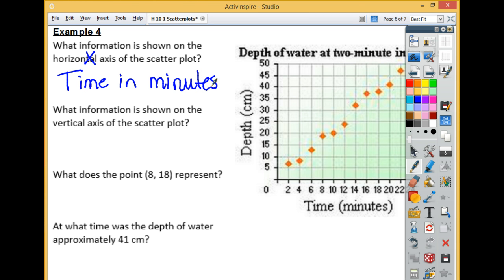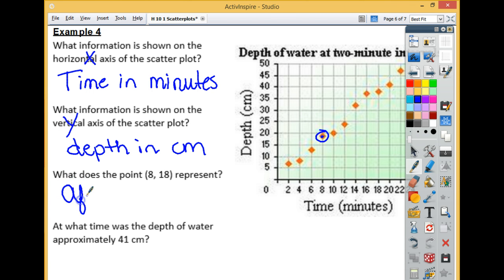What information is shown on the vertical, the Y-axis? Depth in centimeters. Okay, now what does the point 8 and 18 represent? 8 and 18. Yep, this one's on the graph, so they're talking about that one right there. What would that tell us? 19 centimeters of rain.